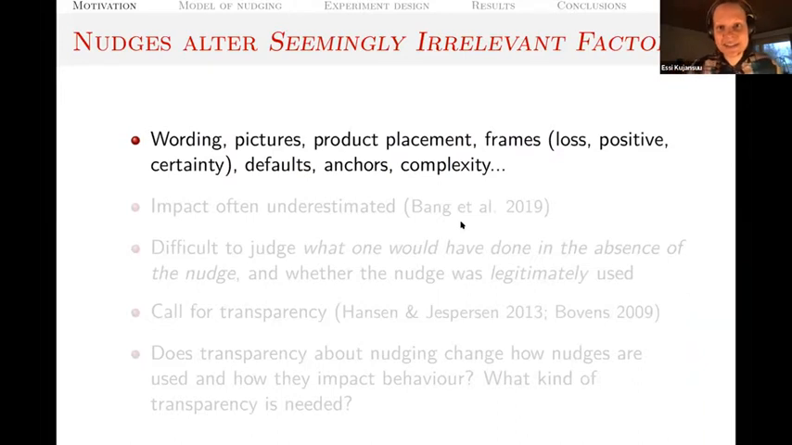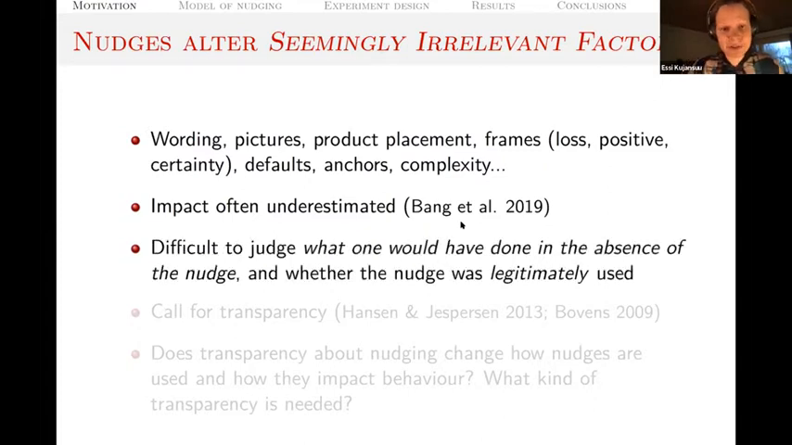Nudges alter seemingly irrelevant factors, which are wording, pictures, product placement, frames, and so on. Their impact is often underestimated. It's difficult to judge what one would have done in the absence of a nudge and whether the nudge was legitimately used. If we look back to the previous example, if that game was put up by a tobacco industry representative, you might think differently about whether that nudge is actually a nice idea.